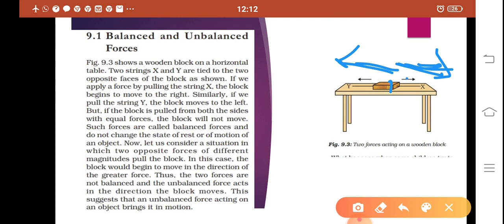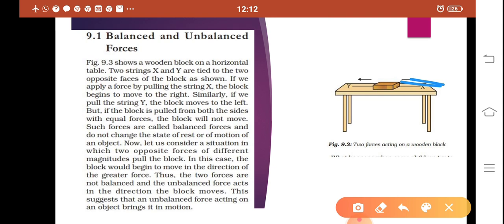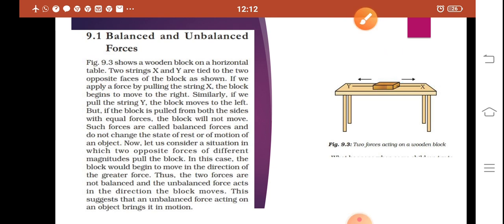But if both the forces are equal, then the object will not move. That is what is called balanced force. Due to balanced force, there will be no motion. Such forces are called balanced forces and do not change the state of rest or motion. And there are many cases in which one force is more than the other force, then it is called unbalanced force. If this force is more, the object will move this side, so it is called unbalanced force.